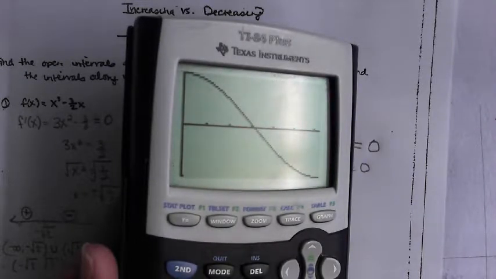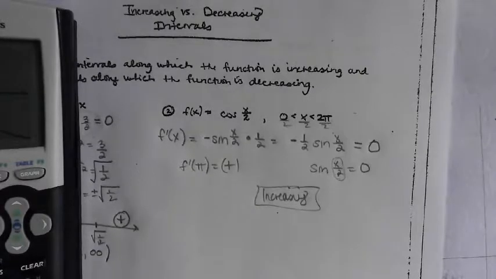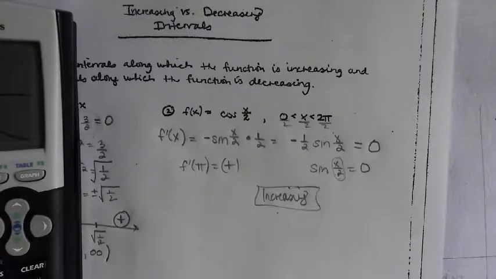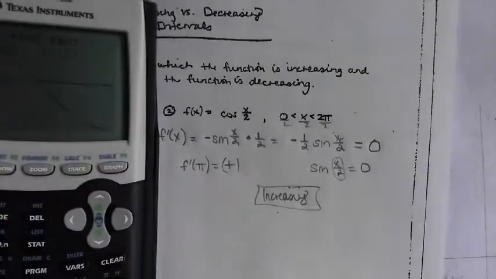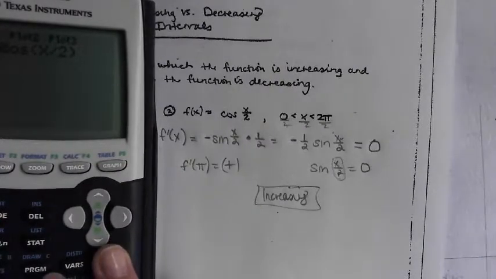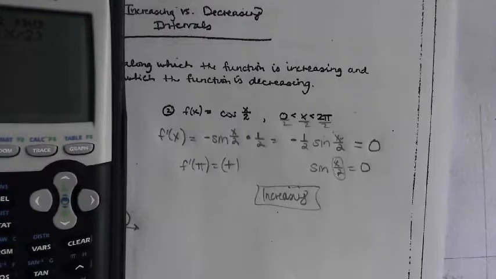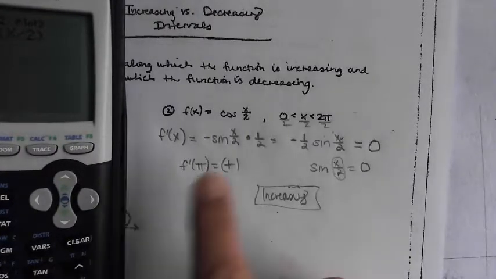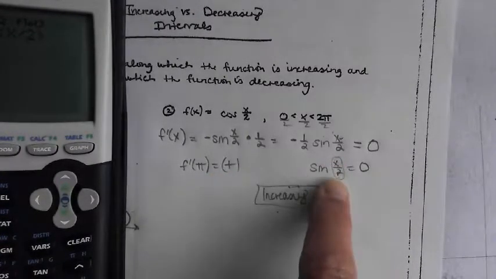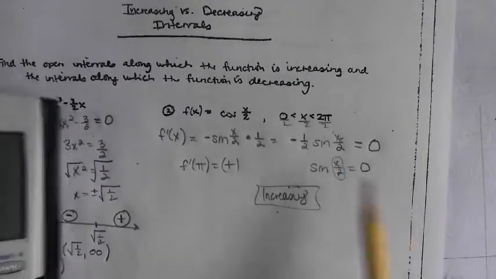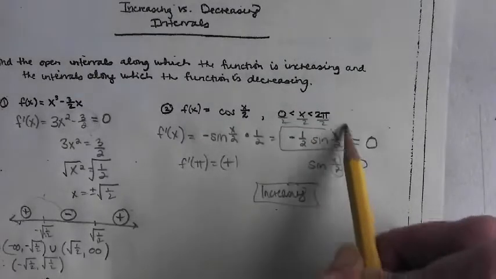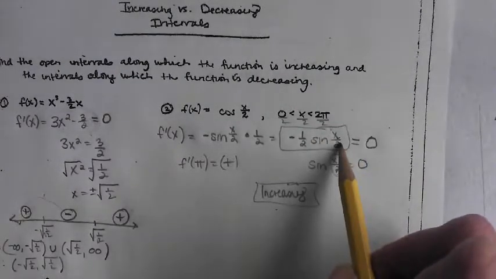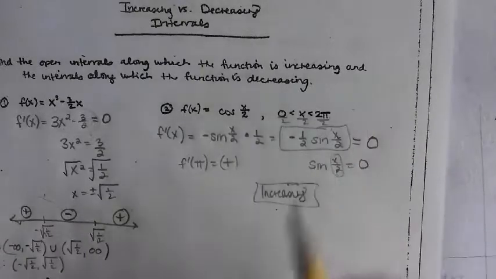What happened? It should be decreasing the whole time. Are you with me? Cosine of x over 2. When I plug in pi to the derivative, oh, I didn't plug it into the derivative. I plugged it into the simplified version. That's the problem. I should have been plugging pi into there, right? That's my derivative. Good thing we checked up on this.